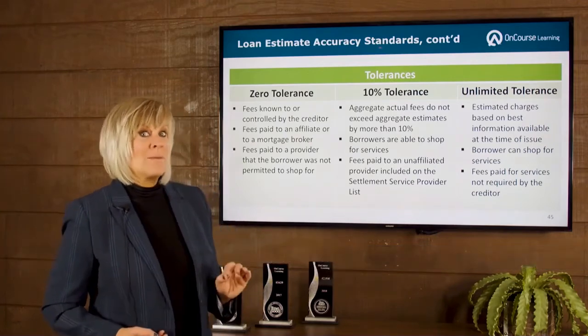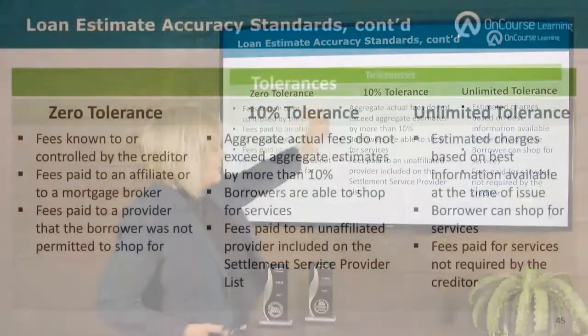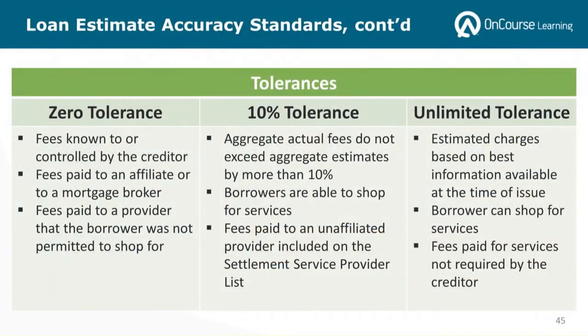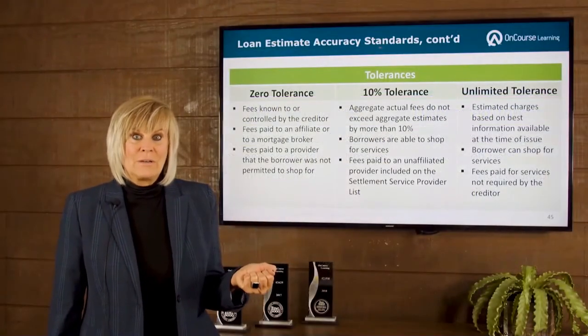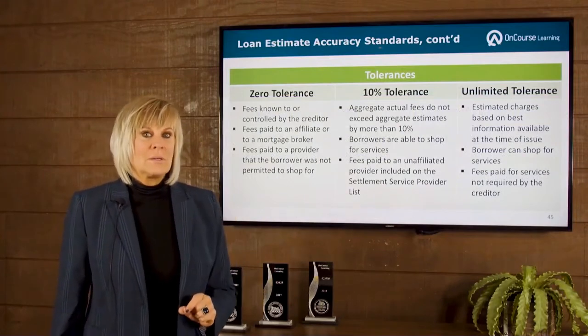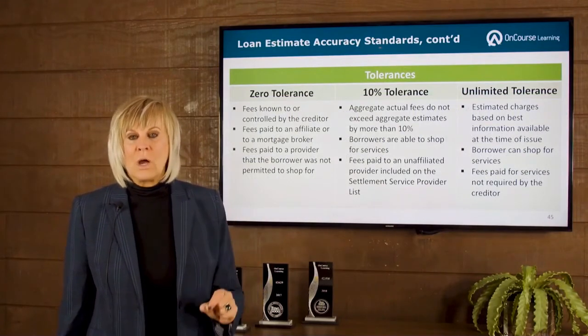Now let's take a look at the 10% tolerance items. Basically, what goes into that bucket would be items that the borrower is permitted to shop and they choose from the creditor's settlement service provider list, the SSP list. The settlement service provider list is a critical disclosure. It requires the creditor to identify one provider in every category of services that the borrower is going to need for that transaction. If you choose from that list, the creditor is held to a 10% tolerance.